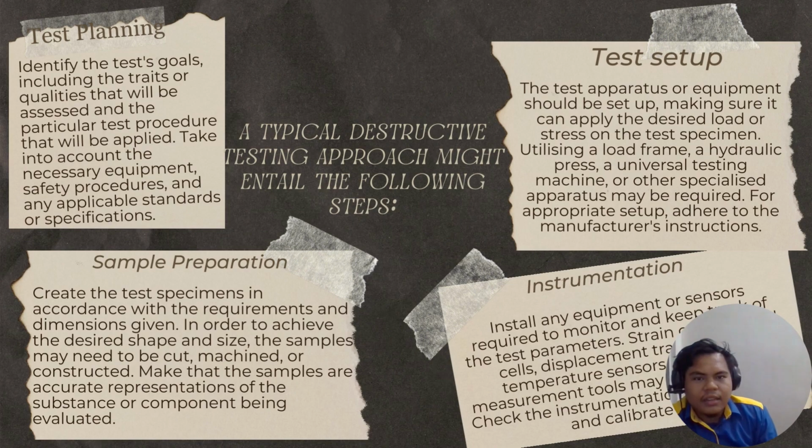A physically destructive test approach might include the following steps. Test setup. The test apparatus or equipment should be set up. Make sure it can apply the desired load or stress on the test specimen. Utilize a load frame, a hydraulic press, a universal testing machine, or other specialized apparatus, and adhere to the manufacturer's instructions.